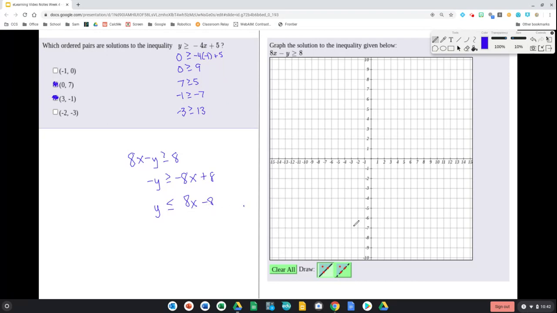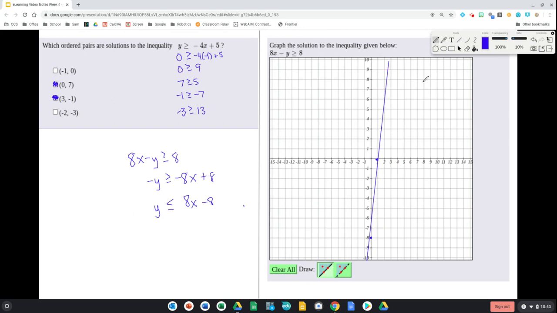So when you graph 8x minus 8, you want to start at -8. And then for a slope of 8, you would go up 8 and over 1. So those are going to be our 2 points that we connect together to get our straight line. And so graph these 2 points together, and that's what our line is going to look like.